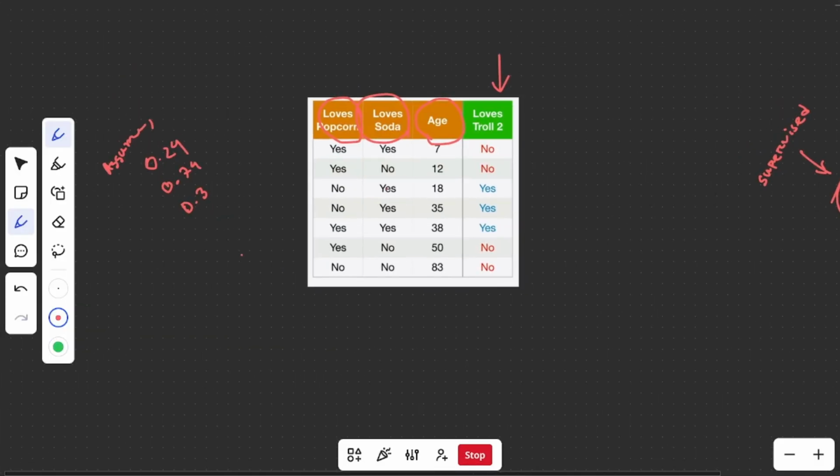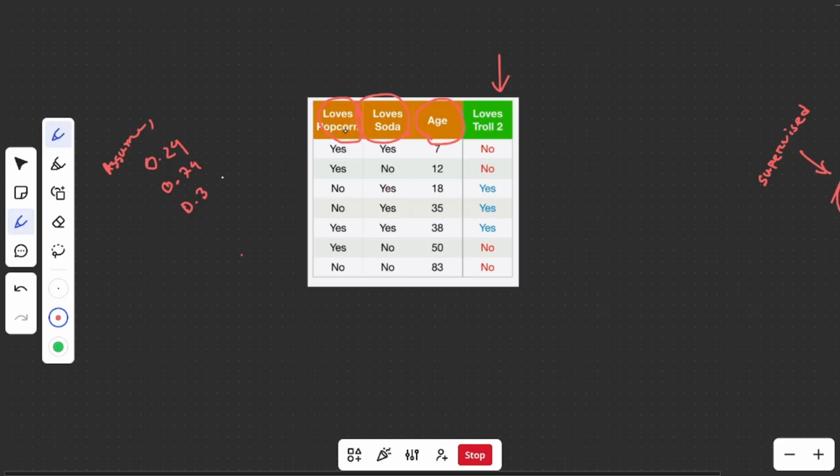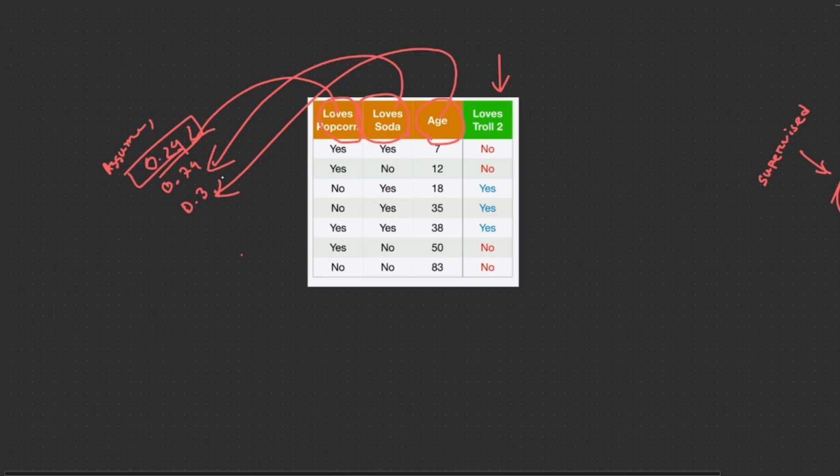So let's assume that the Gini impurity of Love's popcorn is 0.24, Love's soda is 0.74, and age is 0.3. Then we will select the lowest or minimum value of it to choose the best result.